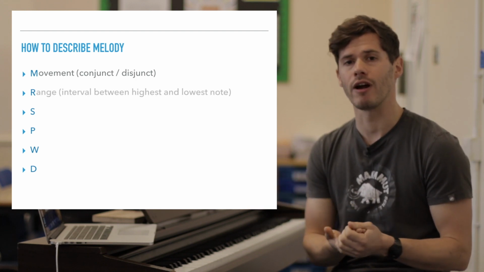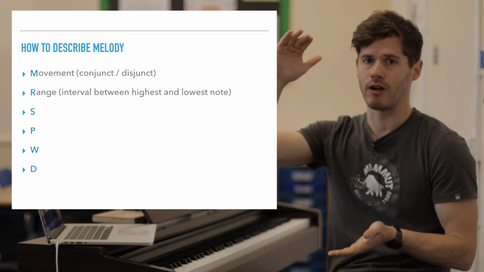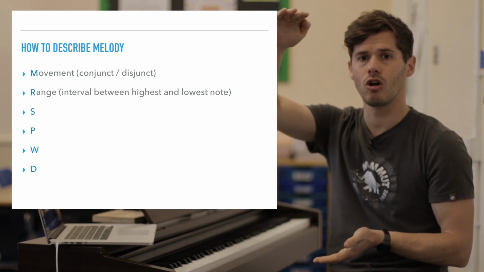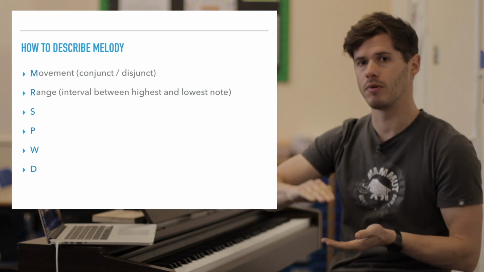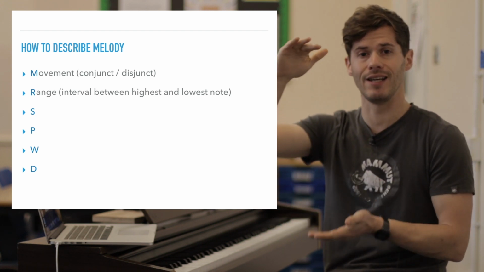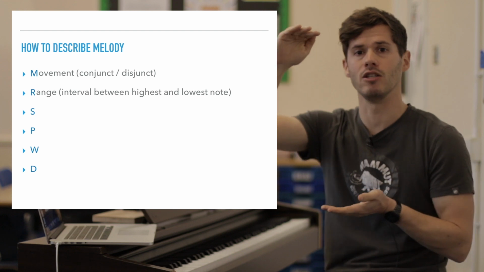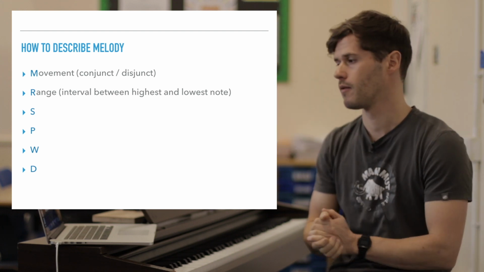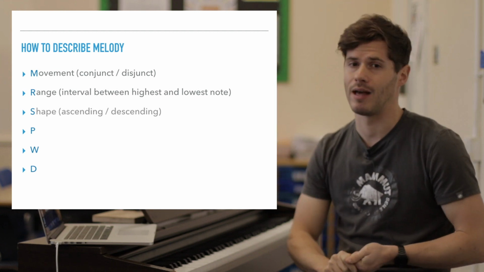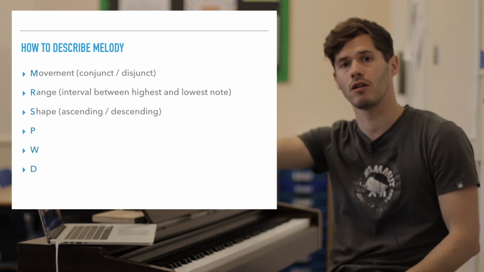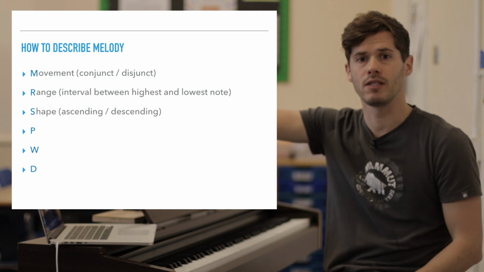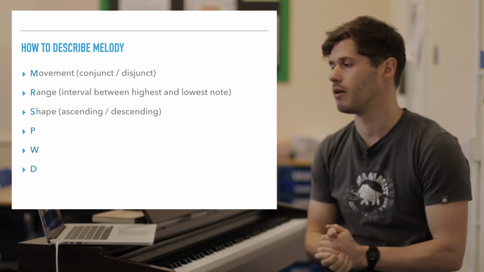Then you mention the range of the melody. So the range is the difference between the top and the bottom note and how many notes there are in between. And you describe that as an interval. So you might have a range of an octave or 2 octaves. The shape of the melody, is it ascending or is it descending? Does it follow an arc shape or is it the opposite of that? So what is the shape?